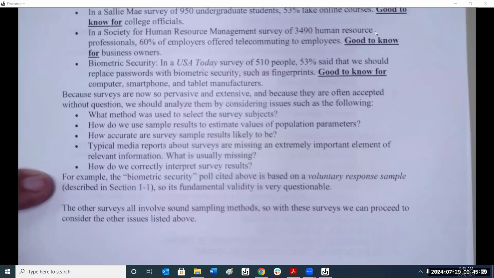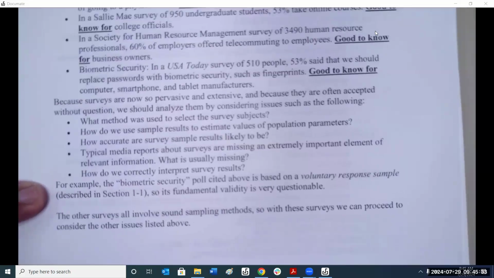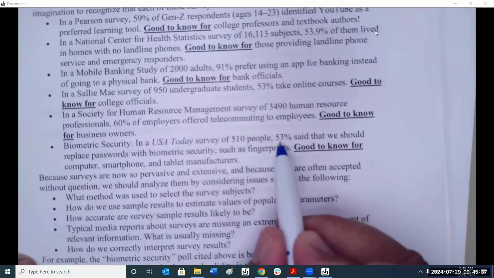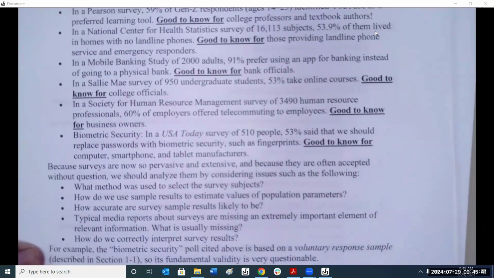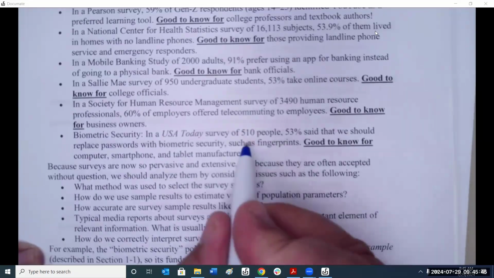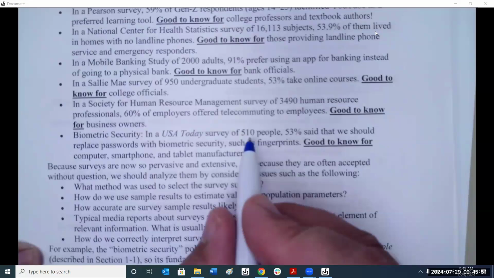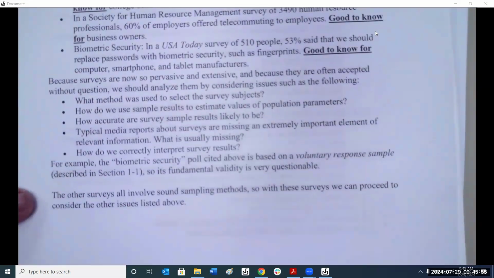Unless it's in a professional journal, don't believe them. Because look at all these right here. This one here says 53% of the surveys say that we should take biometrics. 53%, that's a big number. But it's only over 510 people. So you're looking at 255 people. Out of the nation, out of the world, it's very, very small. So that's what I'm saying, we don't know much about these things.